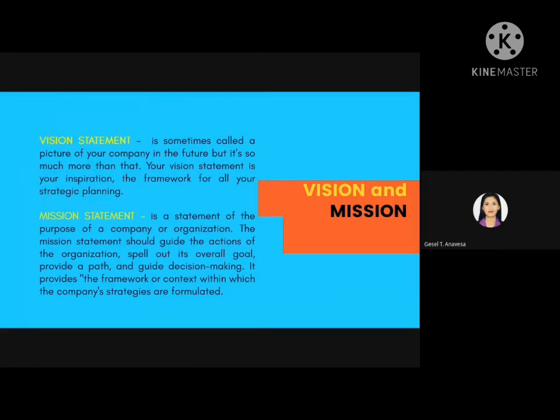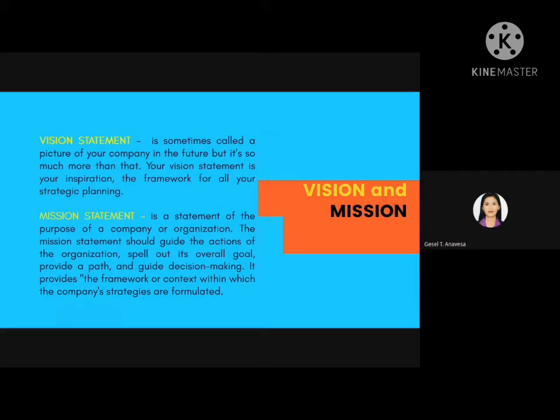A vision statement. Okay, so regarding the vision statement and mission statement, vision statement is sometimes called a picture, but it's so much more than that. Your vision statement is your inspiration, the framework for all your strategic planning. Mao gyud na siya, the vision statement will give you an inspiration in achieving your goals. So maghunahuna na siya kung unsa ang mga projections ninyo, ang inyong mga pila ka years from now, unsay ma-achieve ninyo sa inyong business, okay? Mao gyud na siya ang vision statement.